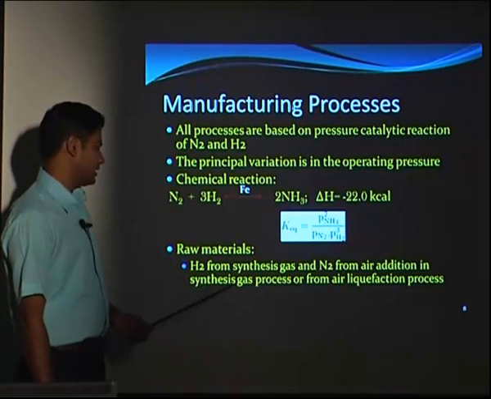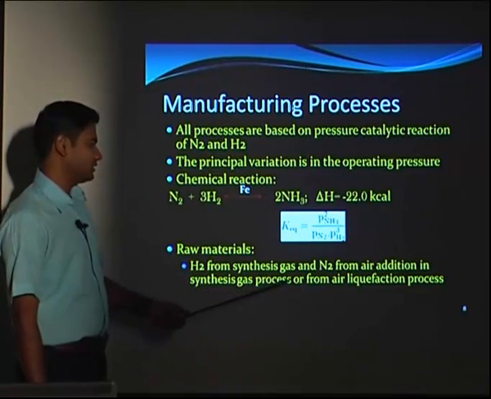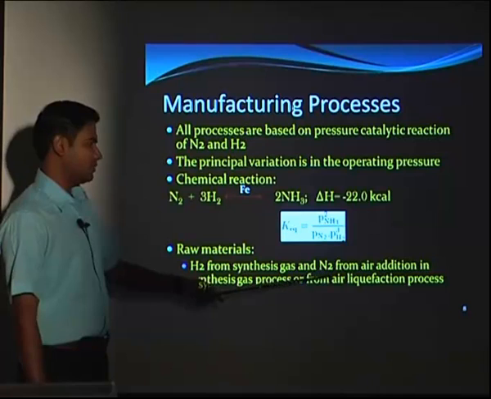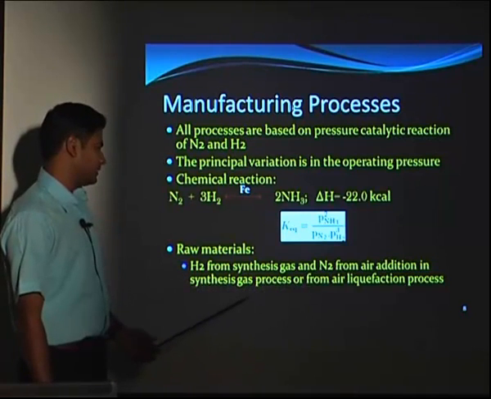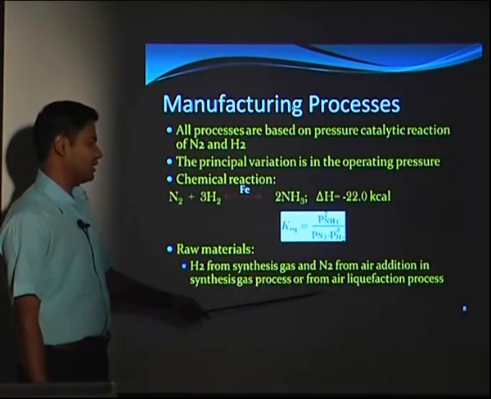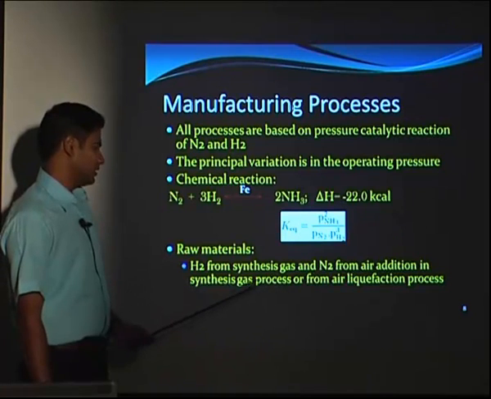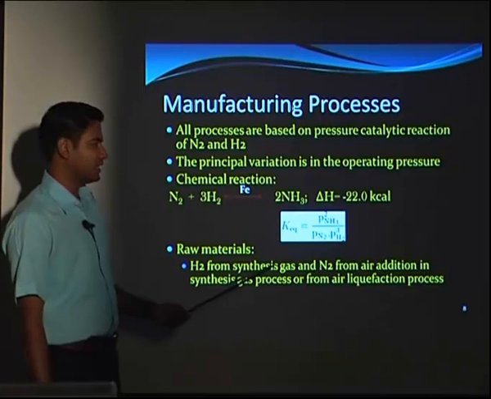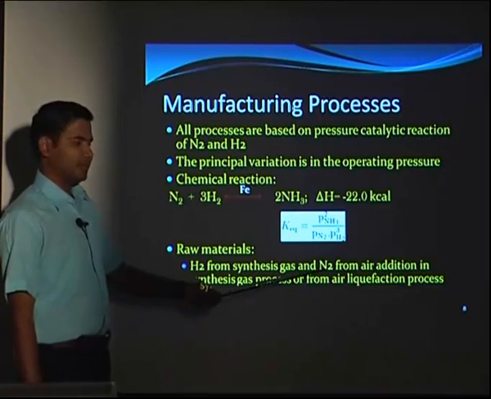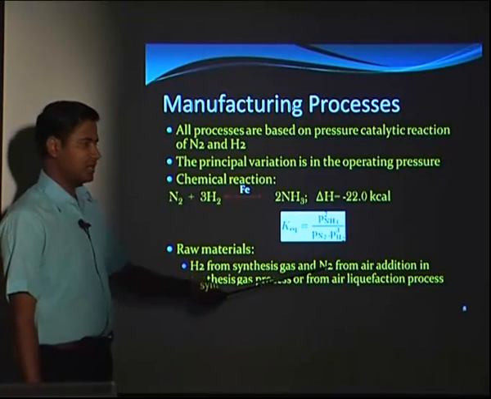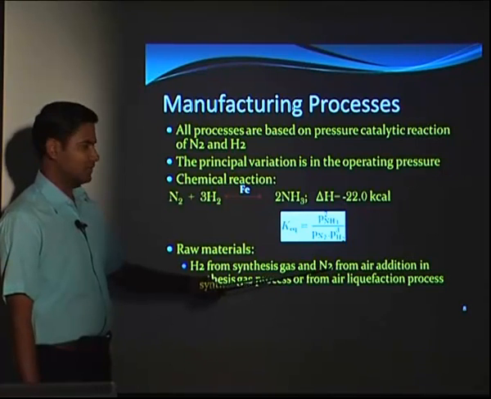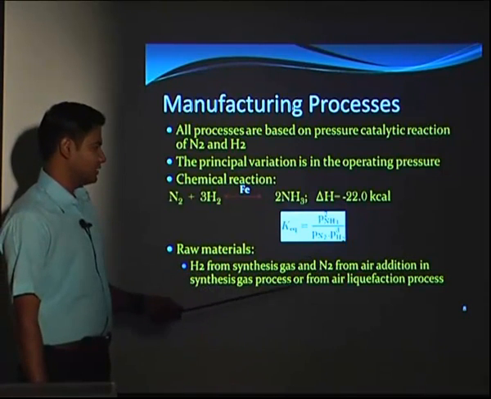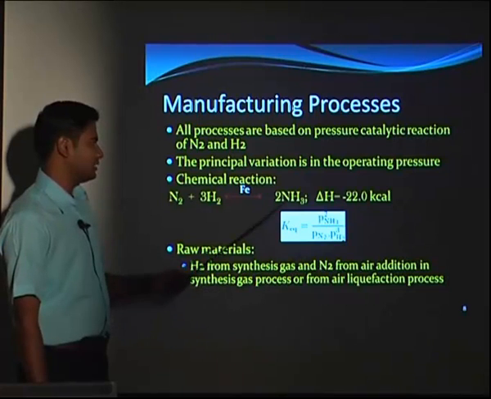So the raw materials are here: the hydrogen from the synthesis gas and the nitrogen from air addition in the synthesis gas process or from the air liquefaction process. So H2 majorly comes from the synthesis gas or maybe the byproduct of the refineries, and N2 is from air, which can be separated from other gases, and we can use it to carry out the reaction of N2 and H2 to get ammonia.